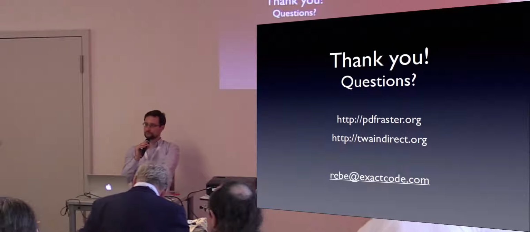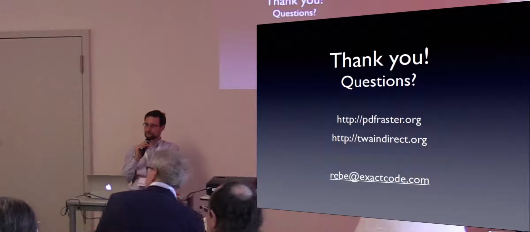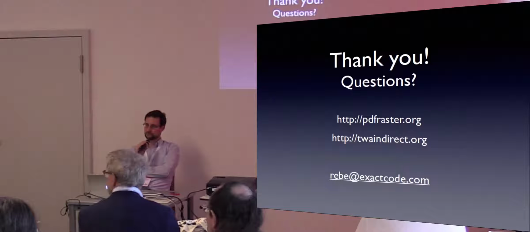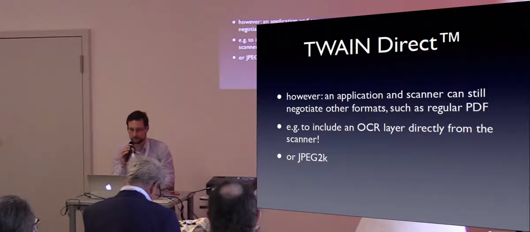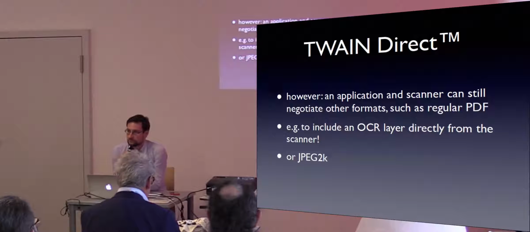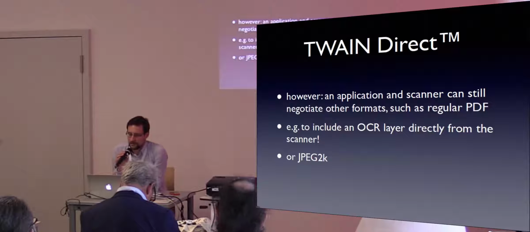So I understood you have these two parts. You have this JSON-based protocol and you have the special PDF format. So in your last but one slide, you said the client can request a regular PDF instead of PDF raster. So why can't the client also request, for example, TIFF? So assuming that the scanner can provide TIFF.